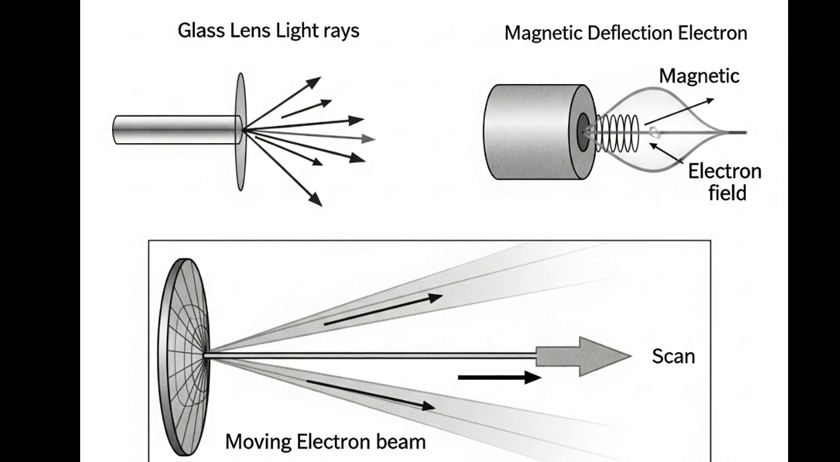But it's not just about size. Light waves are tricky to manipulate when you want to focus them really tightly beyond what glass lenses can do. Electrons, however, carry a charge, which is a game changer. Because they are charged, we can use electromagnetic fields to act as lenses to focus and direct the electron beam. This is something we simply cannot do with light.